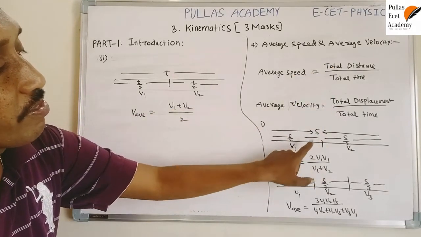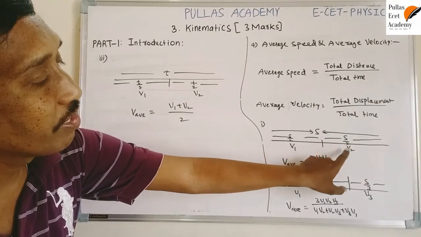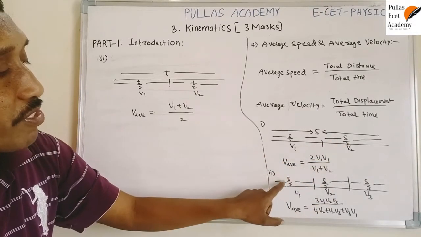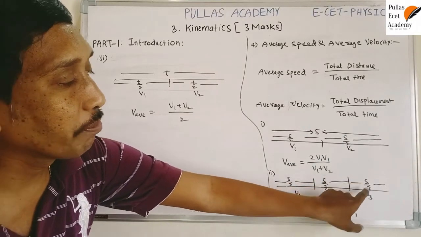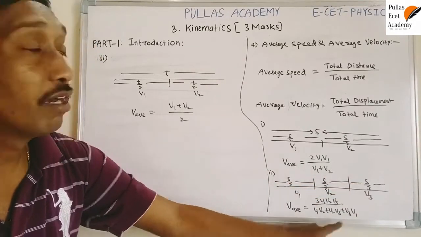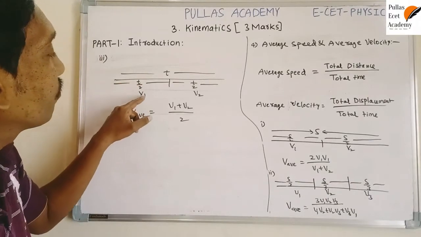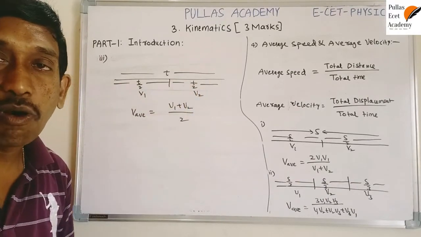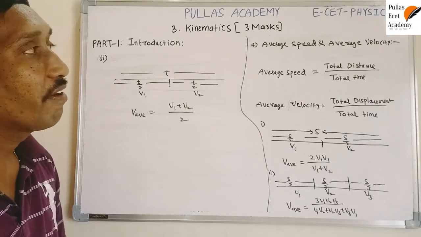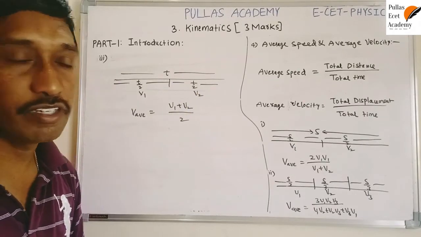Half of the distance with V1, half of the distance with V2, use this formula. First 1/3 with V1, second 1/3 with V2, third 1/3 with V3, use this formula. Otherwise, half of the time with V1, remaining half of the time with V2, use this formula. These all are the special cases of average speed and average velocity.